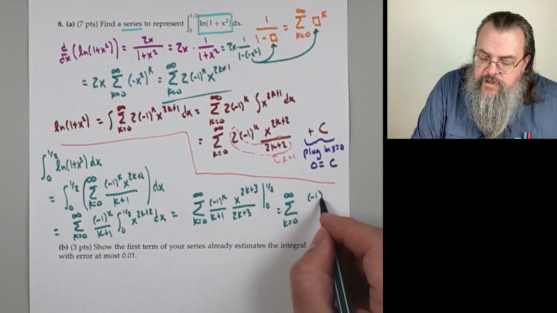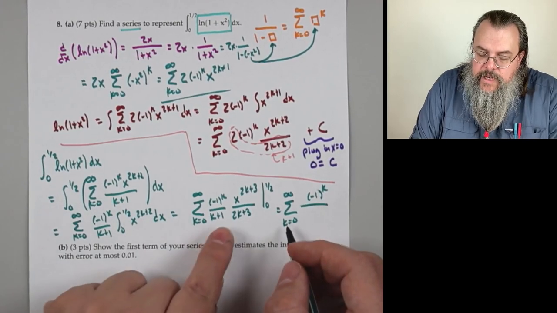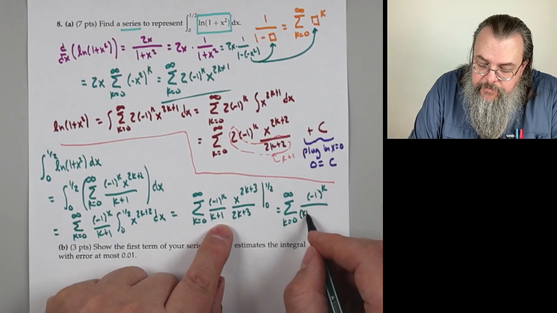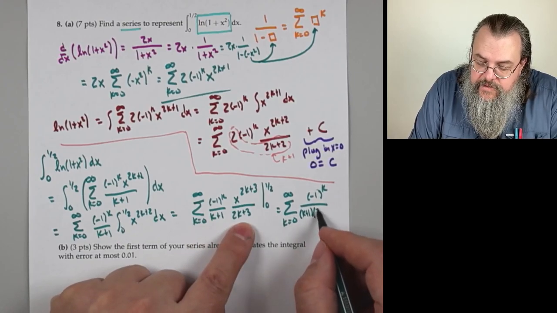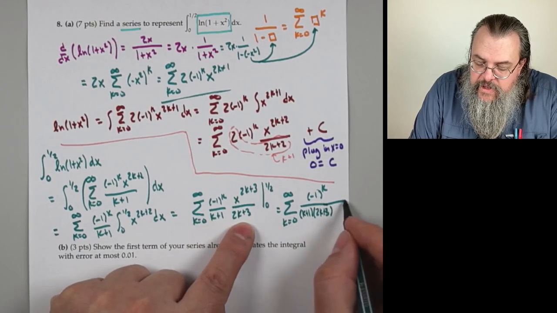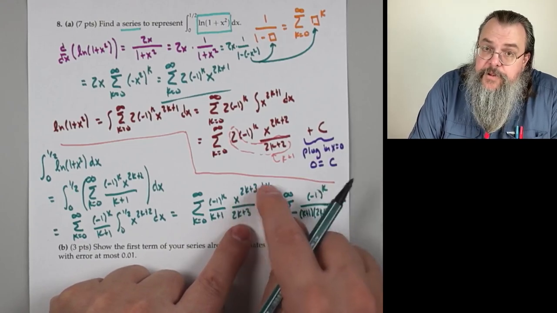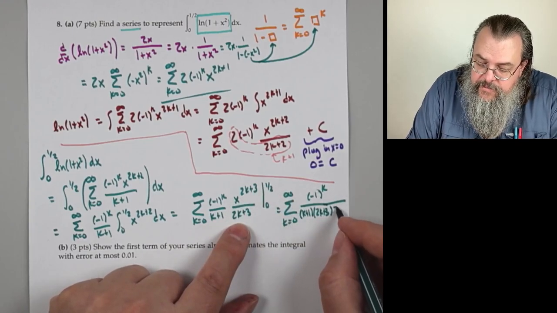You have a (-1)^k upstairs. We have a (k+1), a (2k+3), and then we have 1/2 to the power 2k+3, so that becomes a 2^(2k+3).